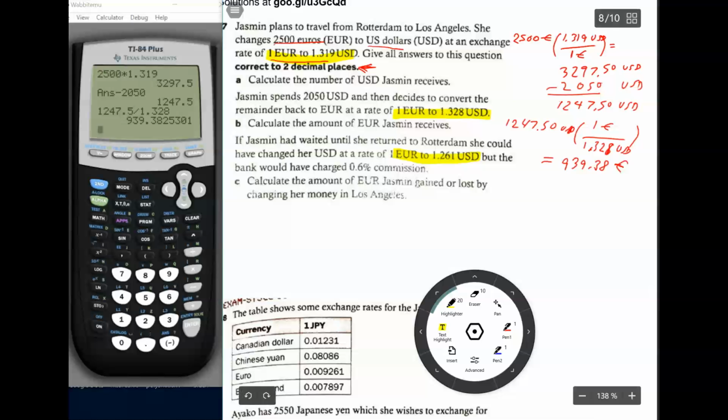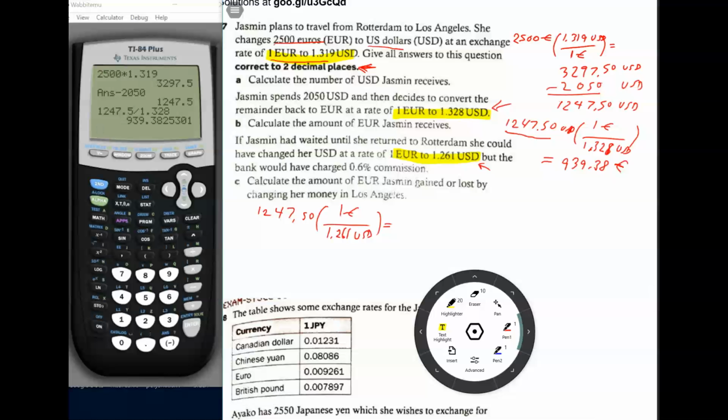So let's do the alternative. Instead of taking her 1247.50 US dollars and changing it with this rate, what would have happened if she would have changed it at this rate and paid a 0.6% commission? So let's try that one. 1247.50 US dollars times this new rate, which is 1 euro on top, and 1.261 US dollars on bottom. Let's see what she gets. And we still need to take out the commission, okay?